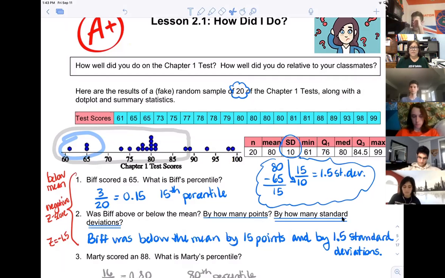So the z-score can really tell you if you're a possible outlier, right? If you have a z-score of like 5, that's probably going to be an outlier.